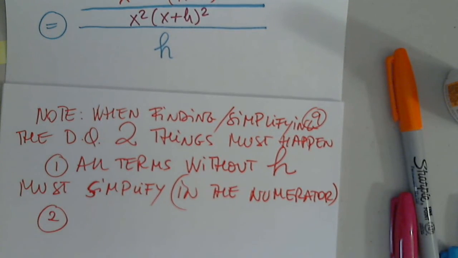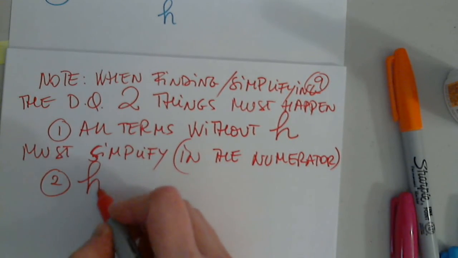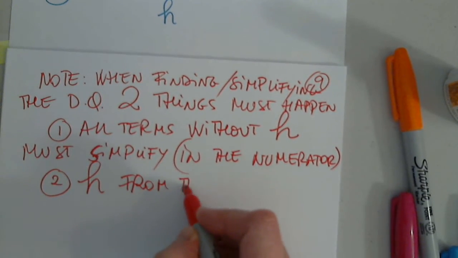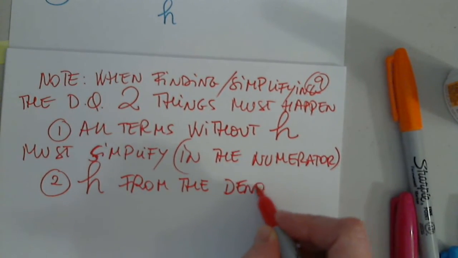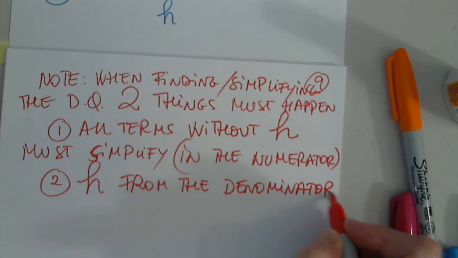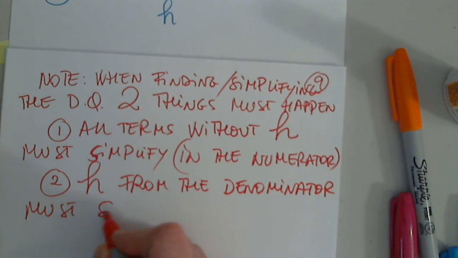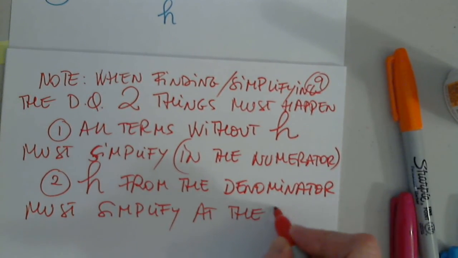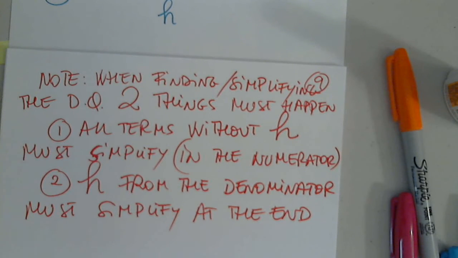Number two, h from the denominator must simplify at the end, when we are ready to simplify it completely. So if these two things do not happen every time you find the difference quotient for any function, something is terribly wrong. And this is the correct order also.